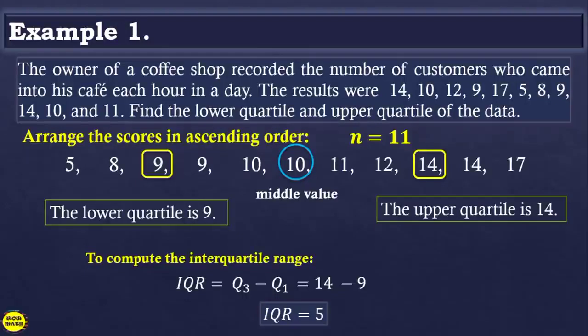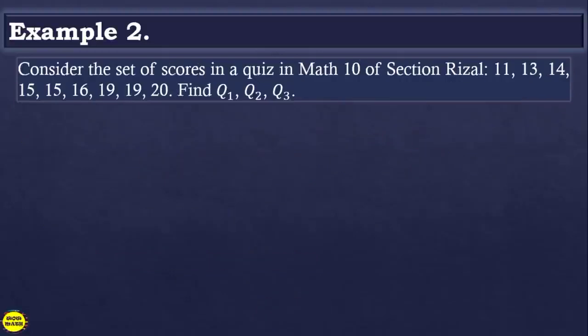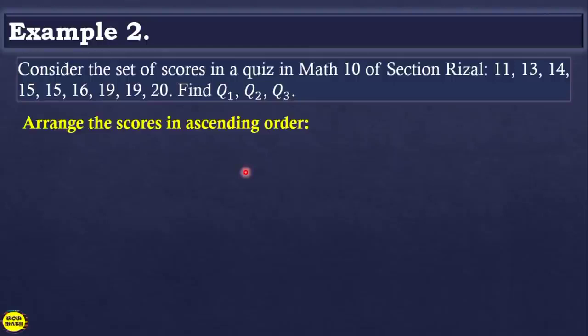Next. Consider the set of scores in a quiz in Math 10 of section Rizal: 11, 13, 14, 15, 15, 16, 19, 19, 20. So find the first quartile, second quartile, and third quartile. Unang gagawin, arrange the scores in ascending order. After natin ma-arrange yung scores in ascending order, ang next natin gagawin is i-locate natin kung saan yung middle value.